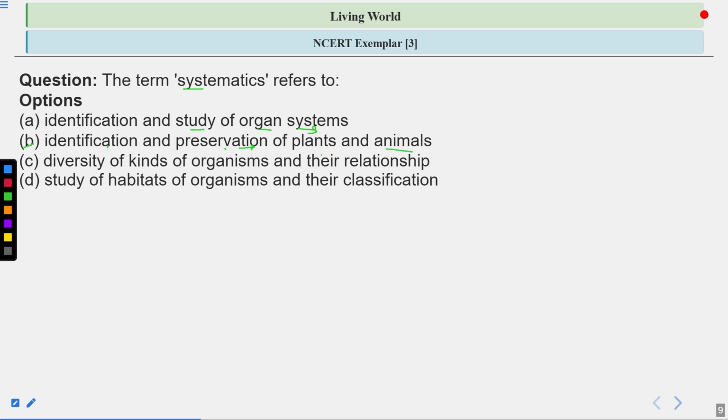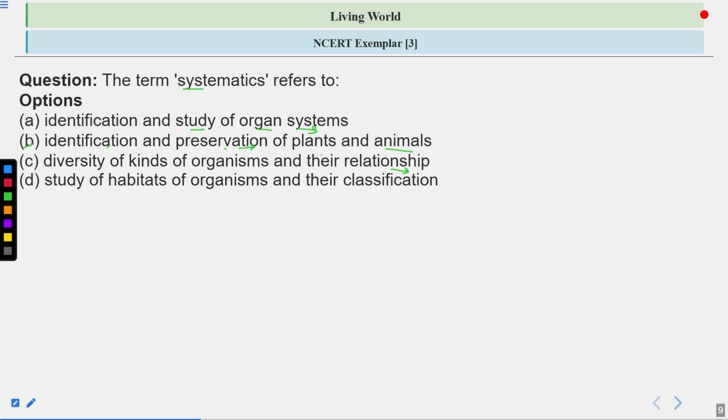Okay. So some of the plants are going extinct. They are endangered or at the risk of extinction. So these can be preserved. These should be preserved. These should be conserved. So is this the basis of systematics? Then option C is diversity of kinds of organisms and their relationship. Diversity of kinds of organisms means they're talking about the various life forms present on the earth, or simply you can say biodiversity. So biodiversity includes the number and type of organisms.